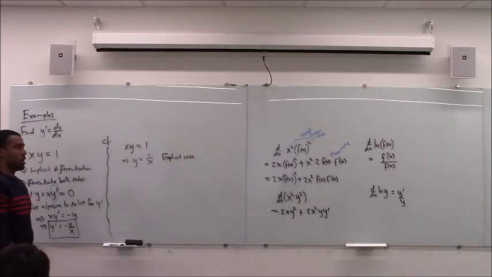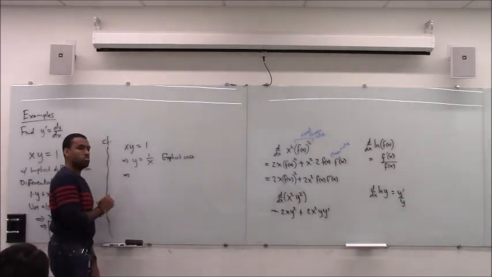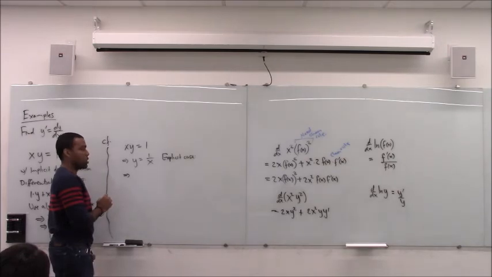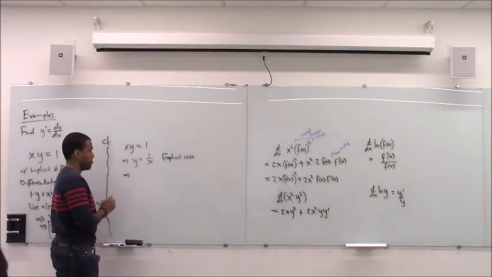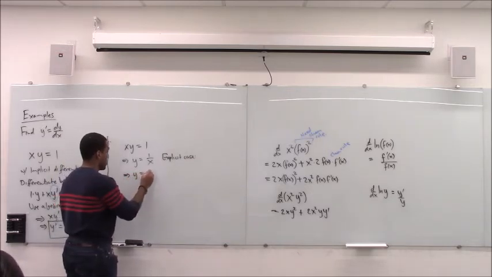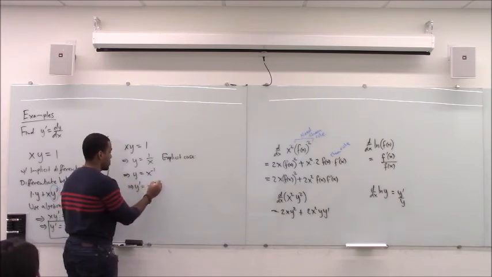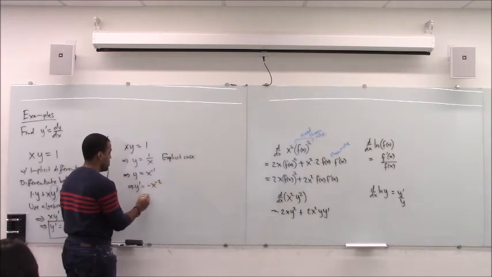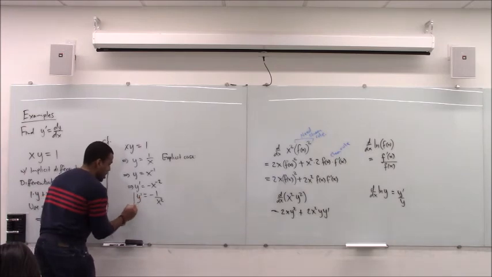And how would I find the y prime now? So y is 1 over x. How do I find y prime? You could do x to the negative 1 and do the power rule, which gives us negative 1 times x to the negative 2, or minus 1 over x squared. Okay. So, turns out that that's the answer.